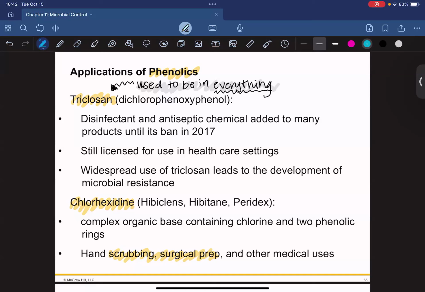Then we have chlorhexidine, which if you don't know it up front, you probably know it as Hibiclens, Hibitane, or Paradex. This is like a sudsy detergent type of phenolic that we use for surgical scrubs, surgical prep on the patient themselves, and other medical uses. But you can get chlorhexidine as a mouthwash. You can get it over the counter. Hibiclens is available over the counter. All of these, I mean, it's pretty tame, but you can become allergic to it, and you don't want to kill off your normal flora.